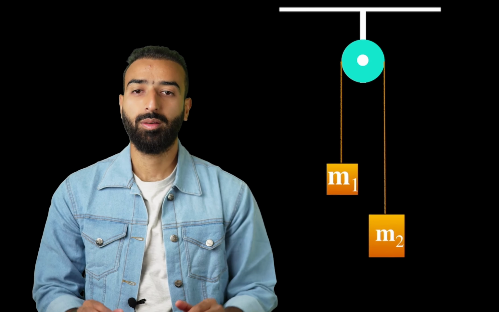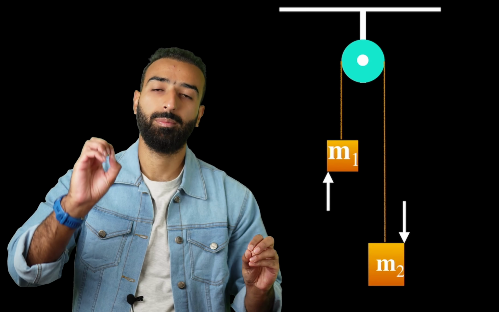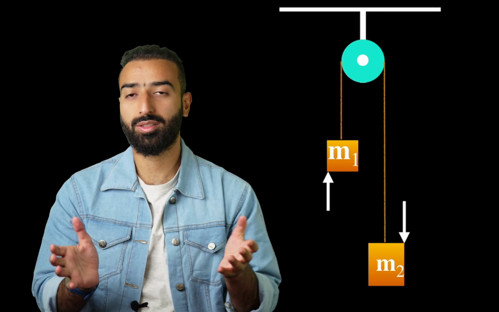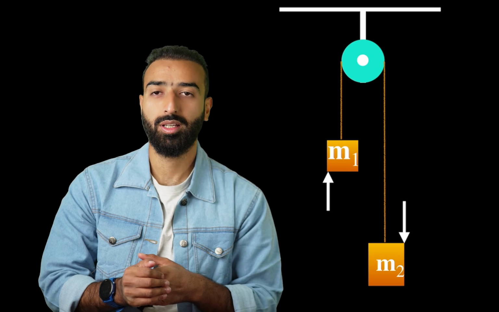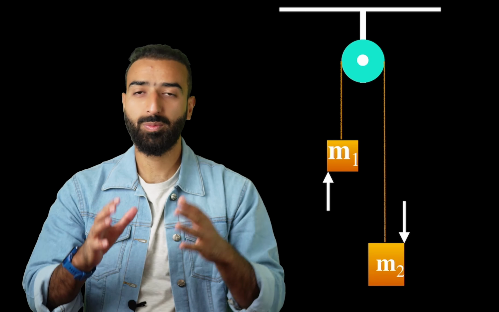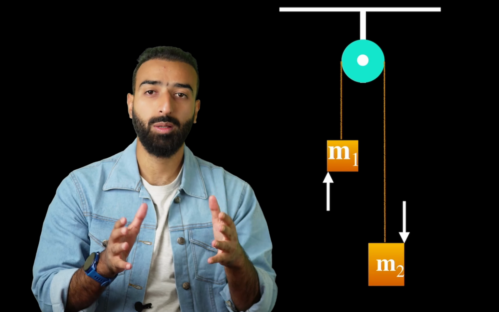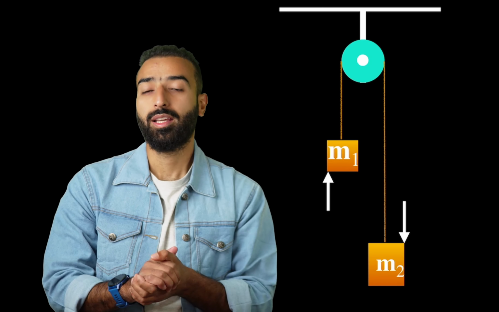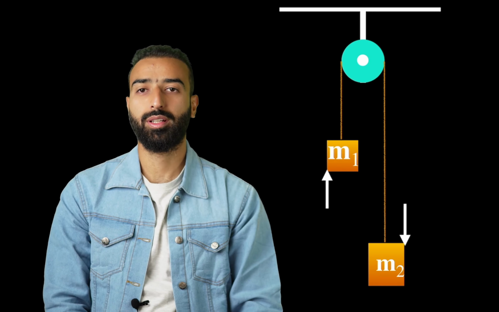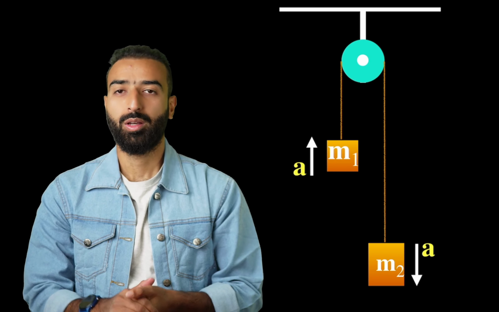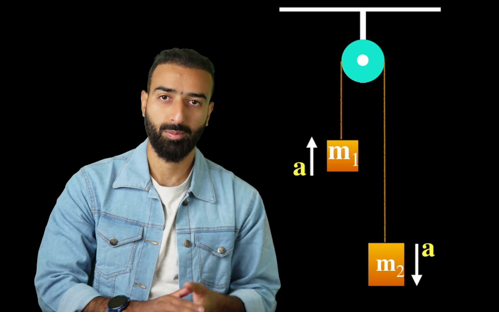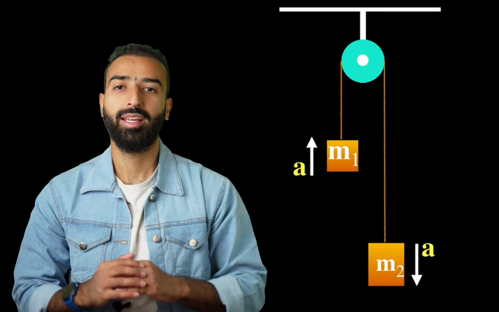In fact, mass M2 will fall down and mass M1 is going to go up. If mass M2 moves by a certain distance, let's say 5 meters, mass M1 has to go up by the same amount. This means that both blocks have the same speed. In fact, they have the same magnitude of acceleration. Let's call that acceleration A. We want to find the value of A in terms of M1 and M2. You can pause this video here and give it a shot.